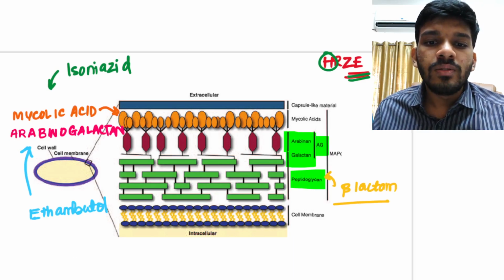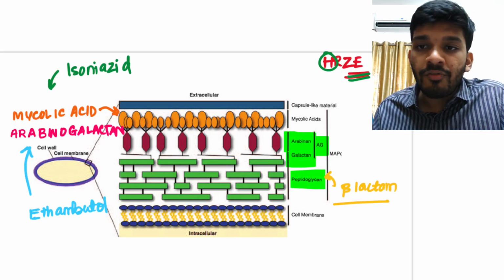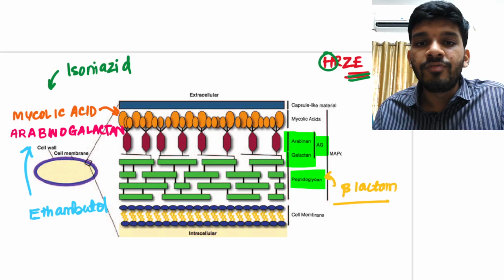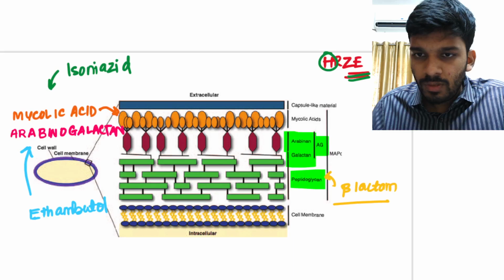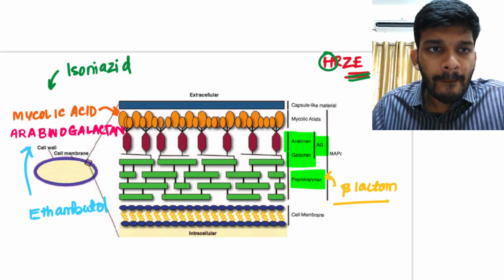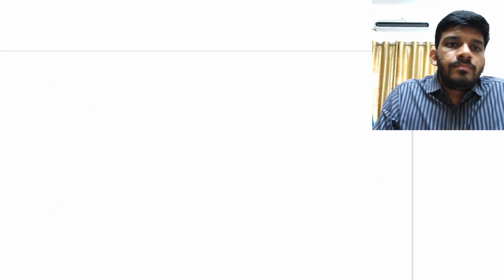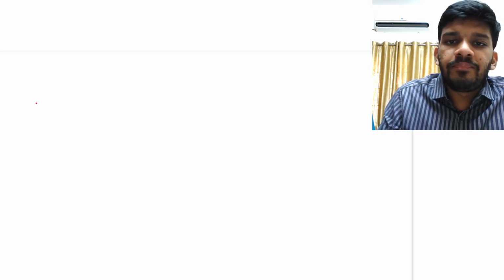Okay. Now there is something called the cord factor that is mentioned in your First Aid, and that is the most important virulence factor when we talk about Mycobacterium tuberculosis. So let me write this on a new slide so that you all will remember. So what is the cord factor actually?